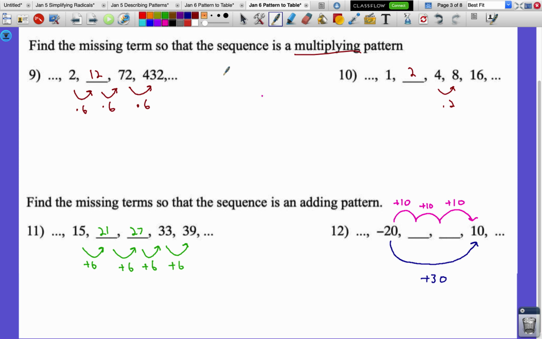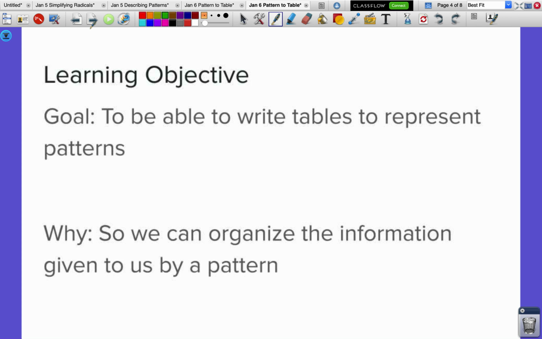Now let's fill in these 2 numbers and make sure that the pattern connects. -20 plus 10 is a -10, -10 plus 10 is a 0, 0 plus 10 is a 10. We've got the 2 correct middle numbers here. Okay, so that's how we can fill in the blanks into the middle of sequences.